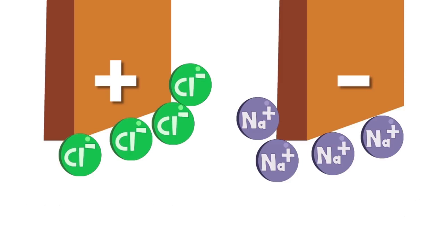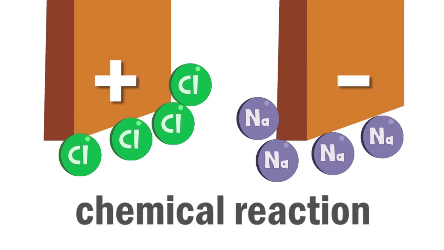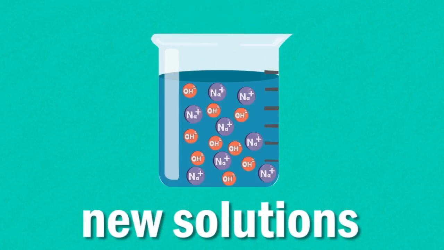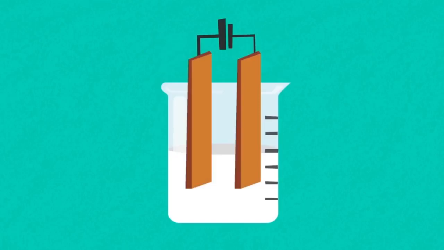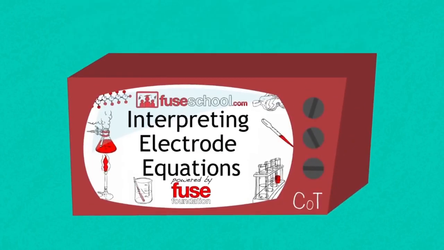When the ions meet the electrodes, electron exchange happens, and this triggers a chemical reaction. Solids can form, gases can be given off, and new solutions can be left behind. It all depends on the liquid and what material the electrodes are made from. There is more detail about this process in our lesson Interpreting Electrode Equations.